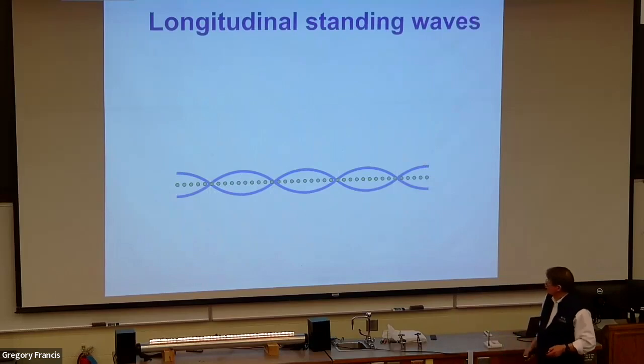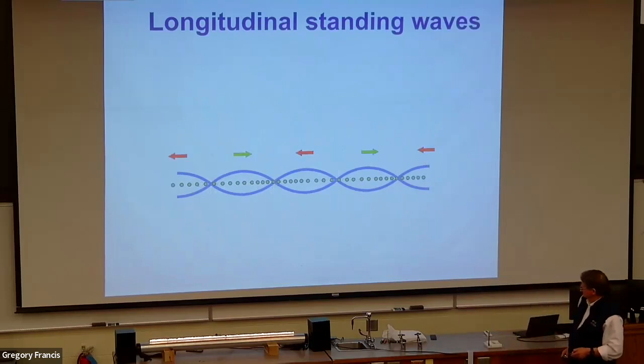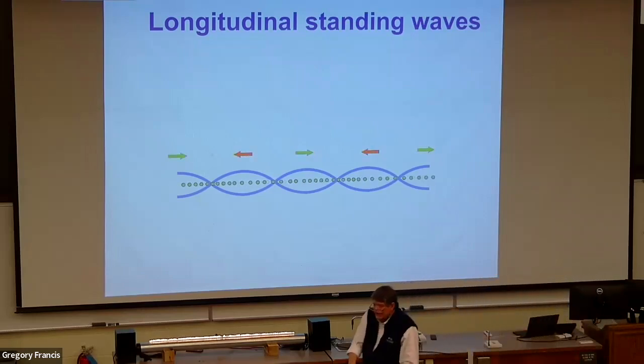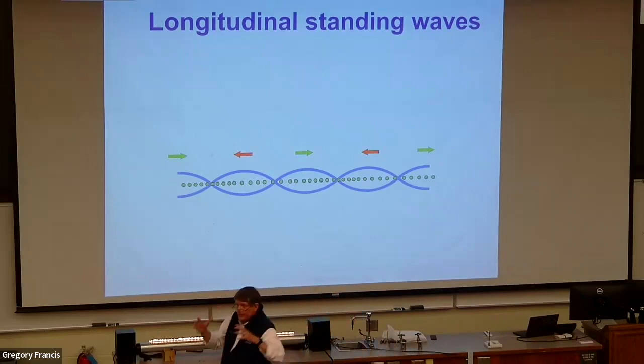But the molecules are just essentially going back and forth, back and forth. And you see, if you look at one of these nodes, it goes from being deserted to crunch, deserted to crunch, deserted to crunch.